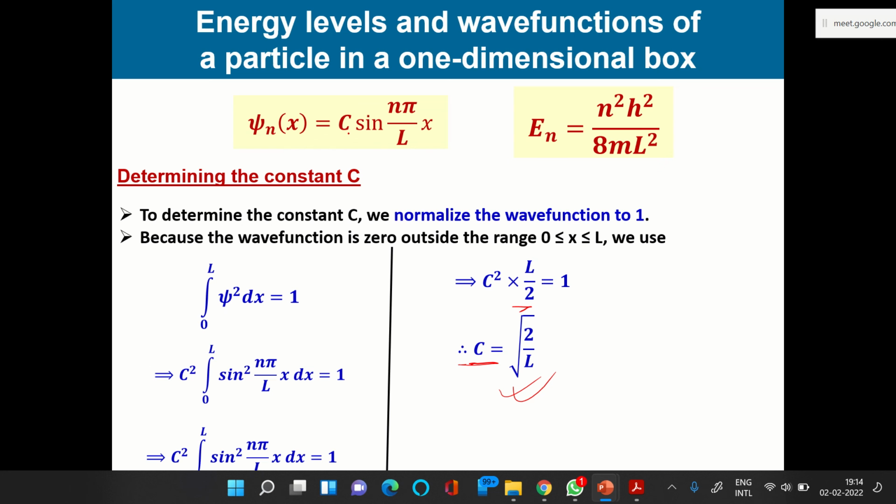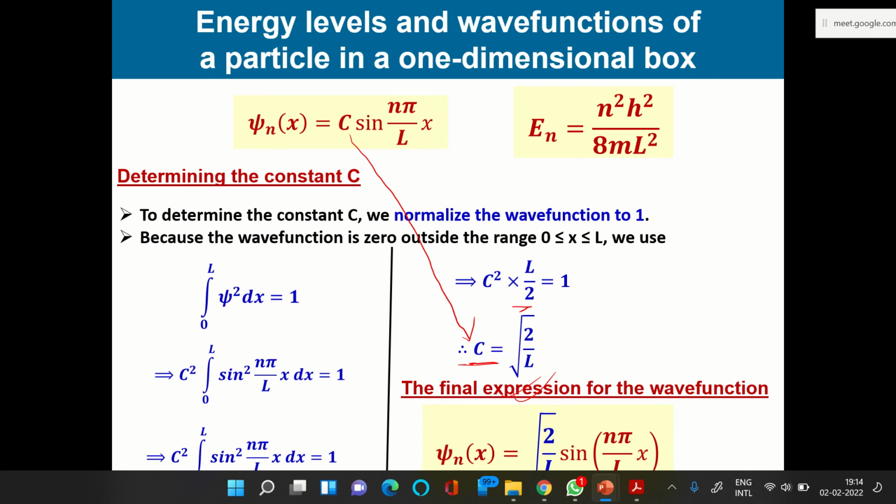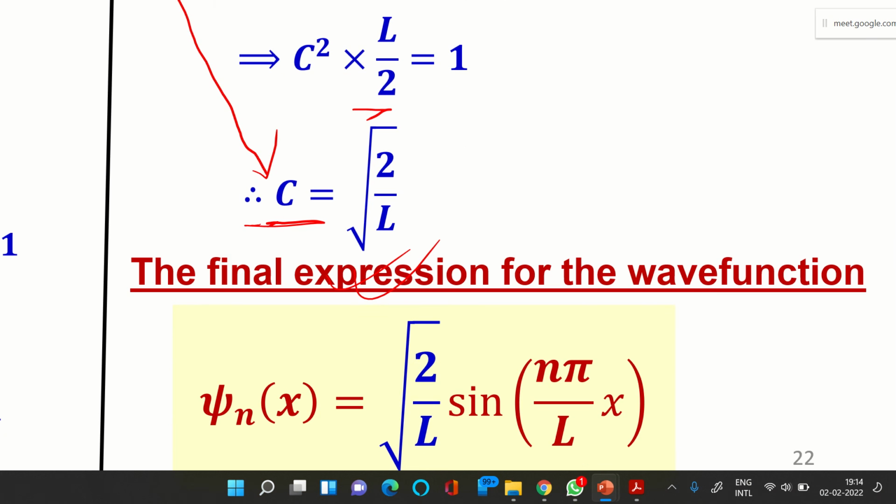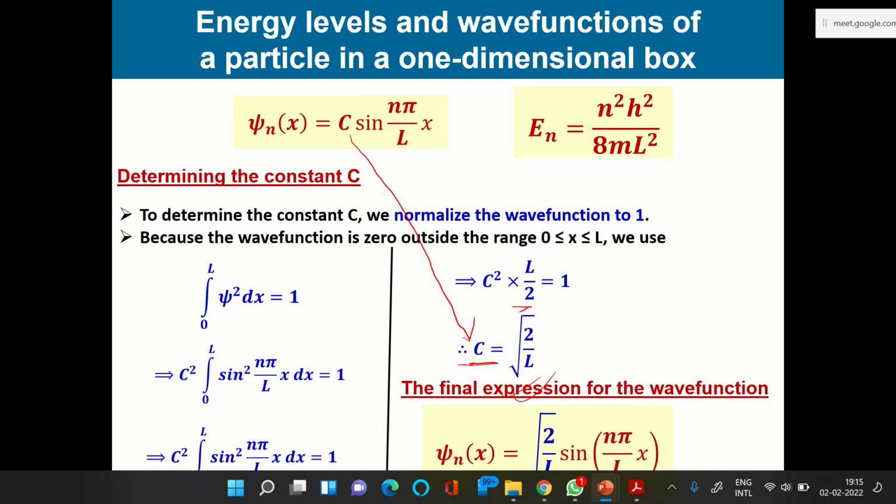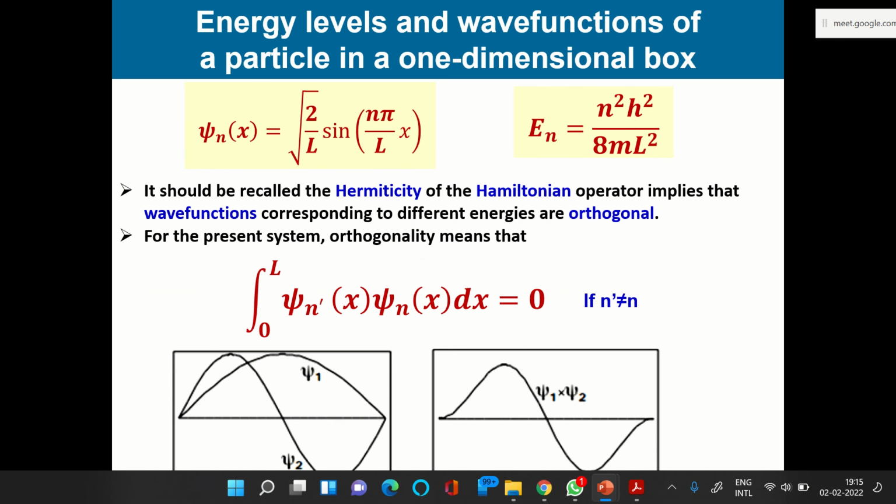C has been evaluated. You know now what the value of c is. So put this value over there. You have written a complete wave function. This is the complete final expression of the wave function: psi n of x is under root 2 by L, sine n pi x by L. And the rest of the things we can continue tomorrow. Okay?